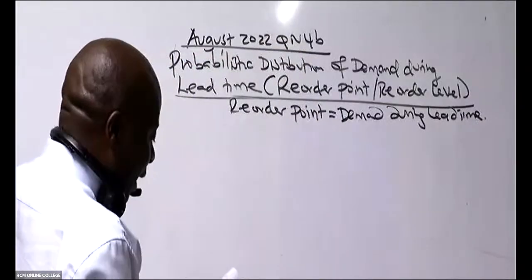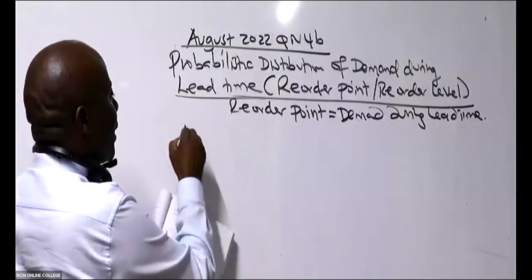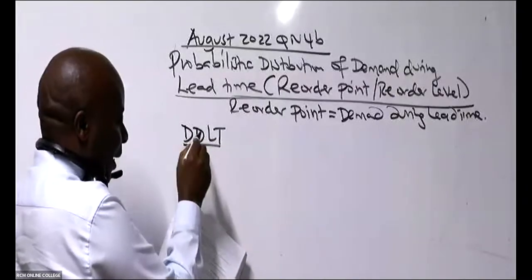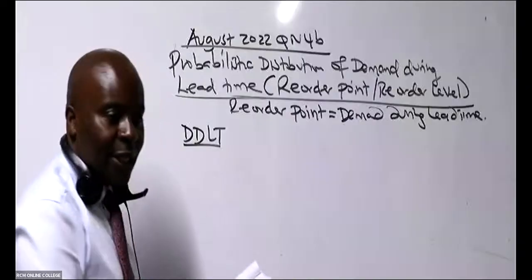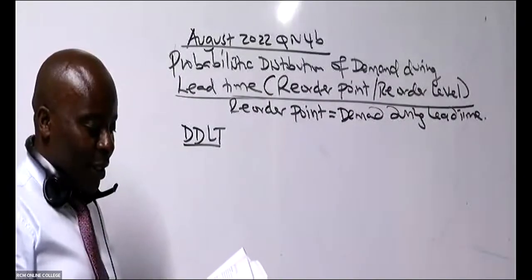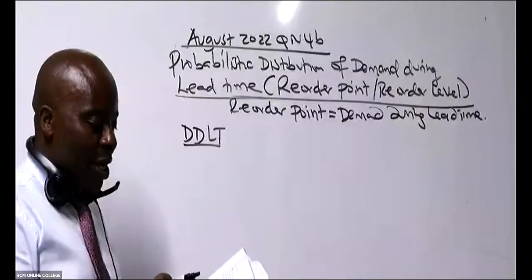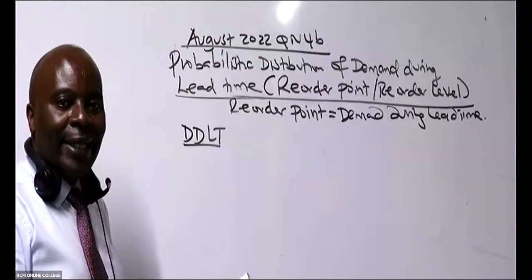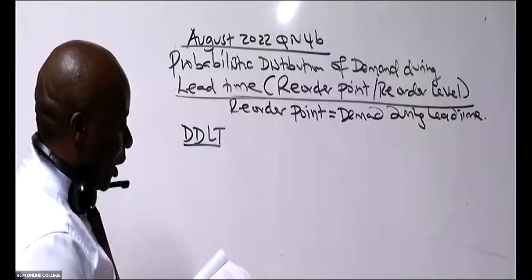So like now this examiner has given me this DDLT, demand during lead time. You can see usage. Usage is the same as demand, during past reorder period. So during past lead times, this DDLT has been given.